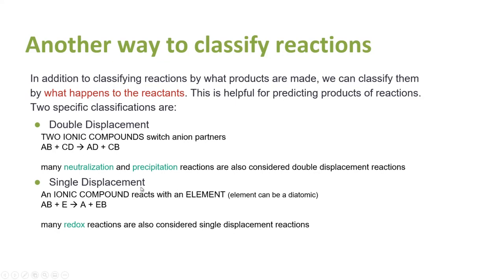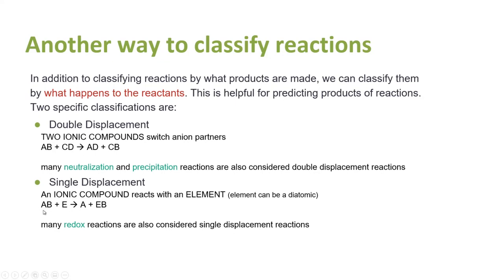Single displacement reactions are then, if you have an ionic compound and an element, and the element is going to become an ion and the ion is going to become an element. So what you end up seeing is the element is going to replace one of the components in the ionic compound. In this case, the E is going to take the place of A. Right now, E is uncharged and neutral, and A is an ion, a cation in an ionic compound. E is going to replace A. A is then going to turn back into an element.